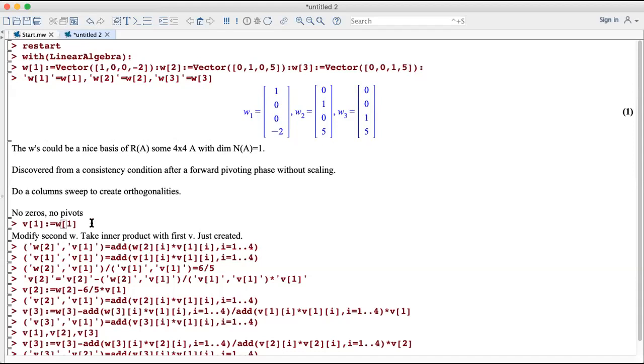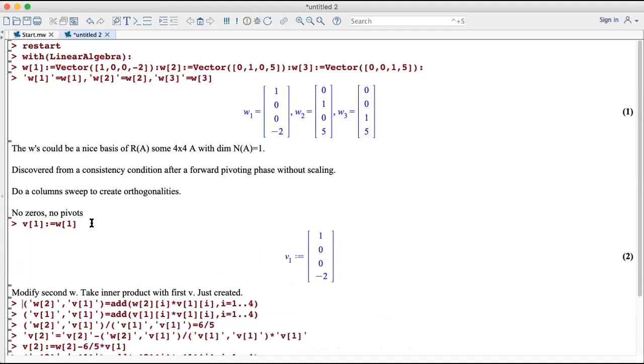Yeah, so it's a column sweeping to create orthogonalities. It's only forward in one direction, and there are no zeros to be created and no pivots to be used. Here's the first one. Now we modify the second, W2, taking the inner product with the first V. The first V was just created; it's the old W1, but we think of it as the first V. And what is the inner product? V1 is W1, so that's the inner product of these two.